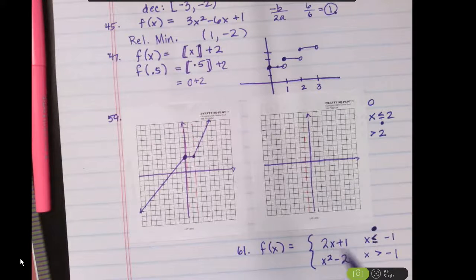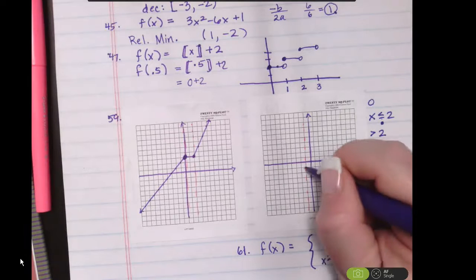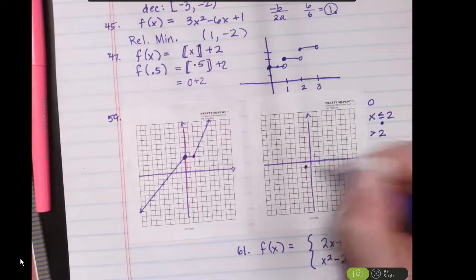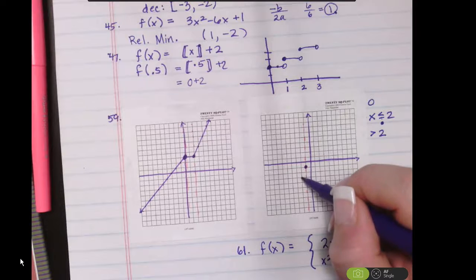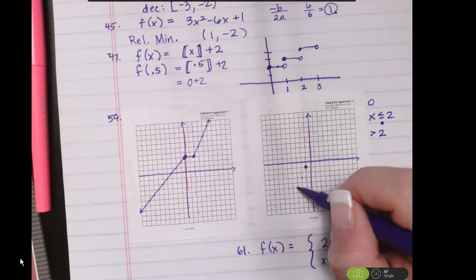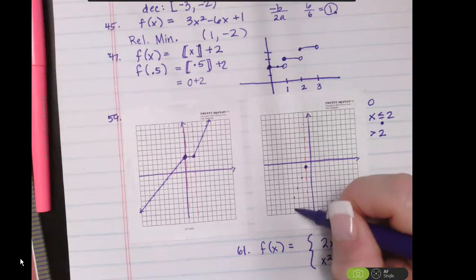I've got this 2x plus 1. So when x is -1, 2 times -1 is -2, plus 1 is -1. So at -1, -1, that's where my line is, and then my slope is positive 2. So I'm going to sketch that in.